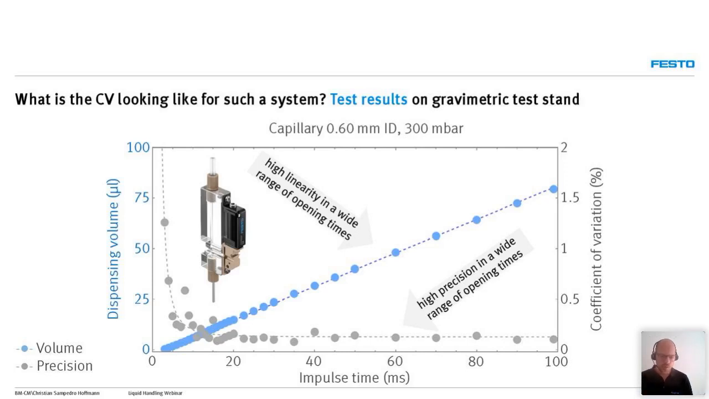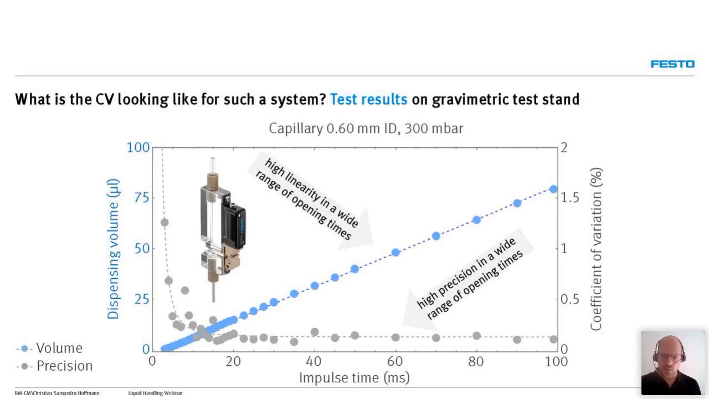And here I'm showing you only a single test of one example dispense head. You can see we are talking about dispense volumes between 0 and 100 microliters, which you can dispense in an impulse time from 0 to 100 milliseconds with CVs below 2%.